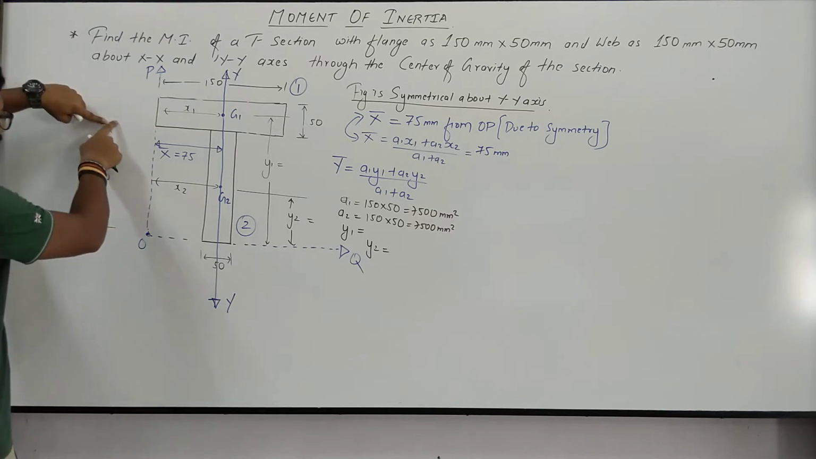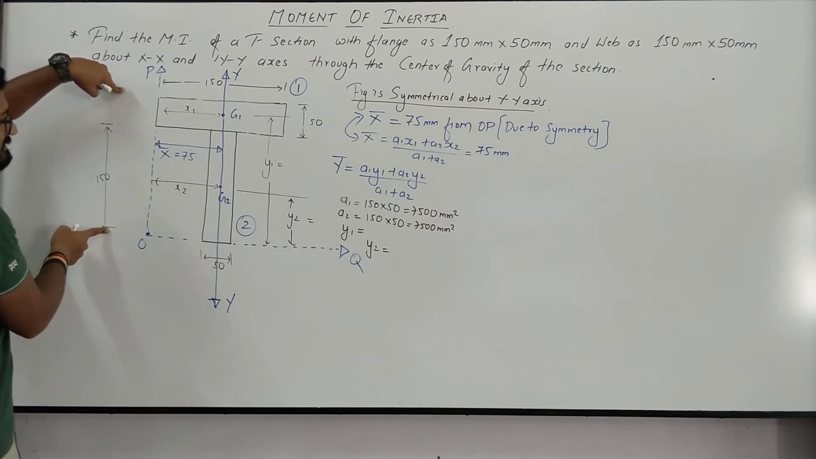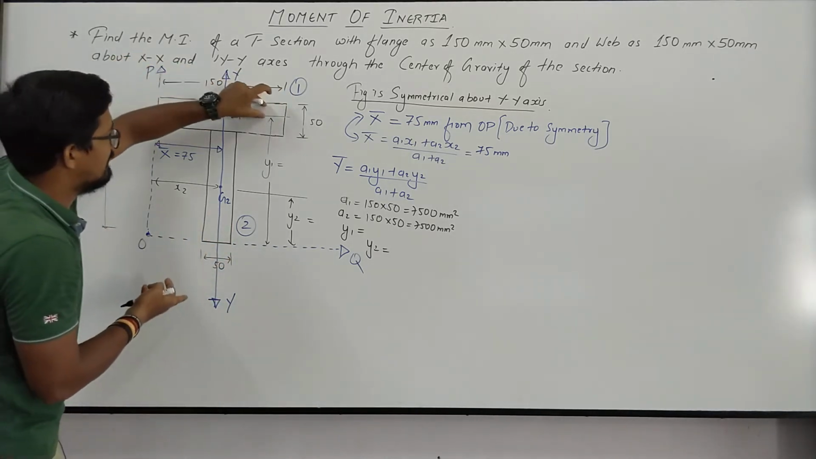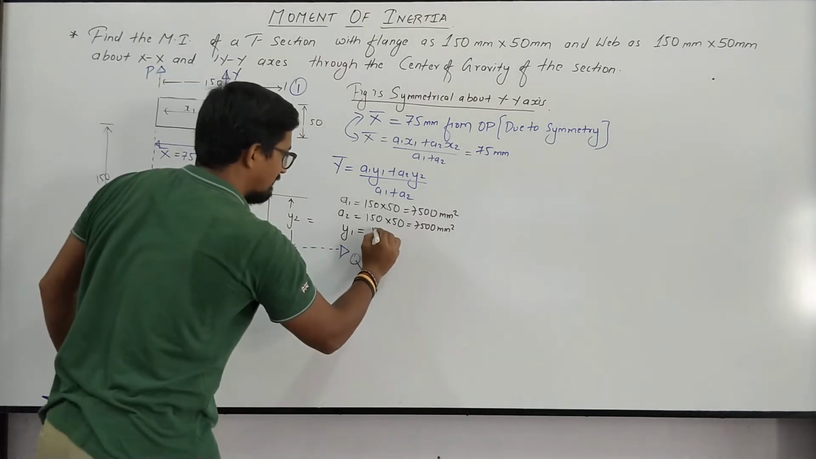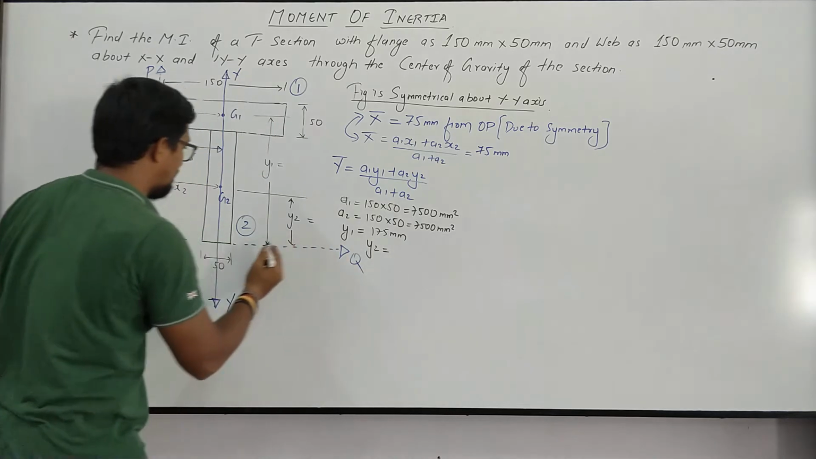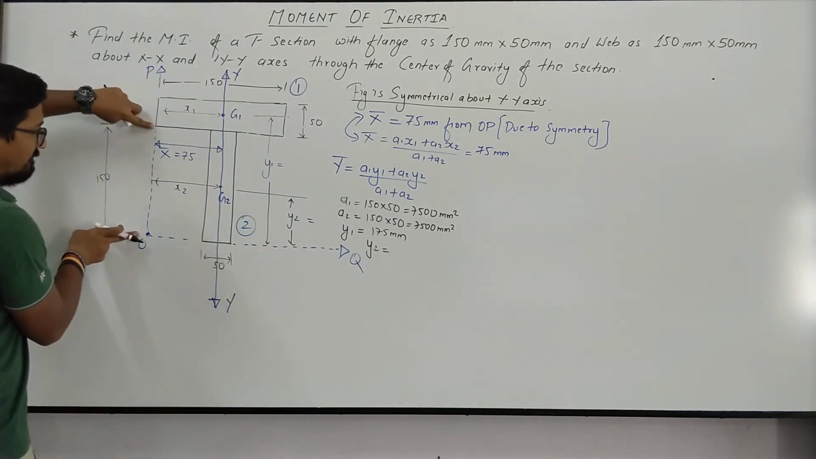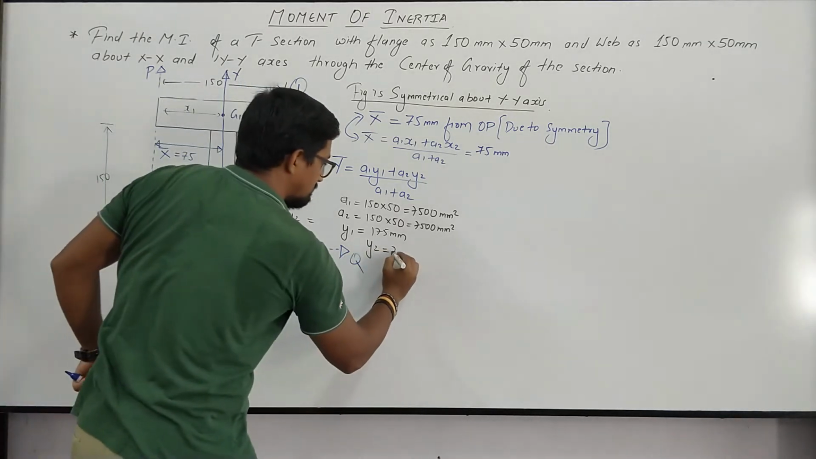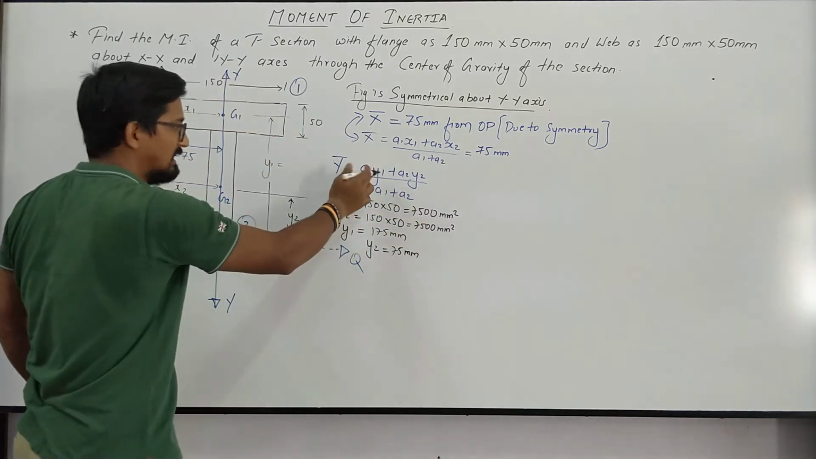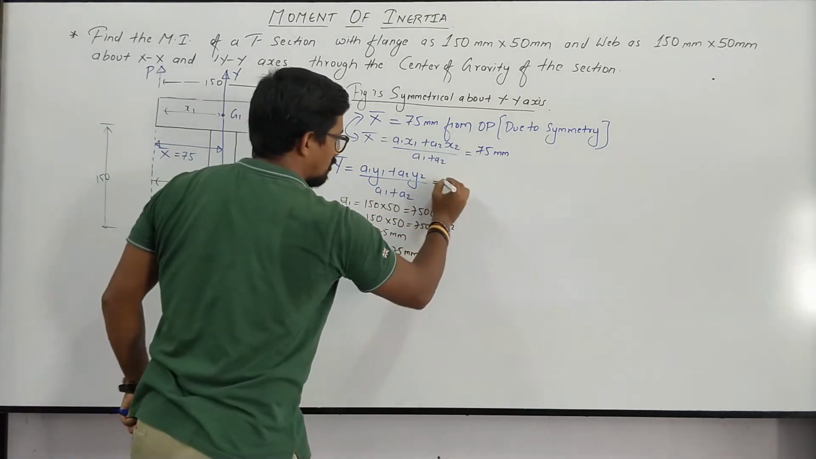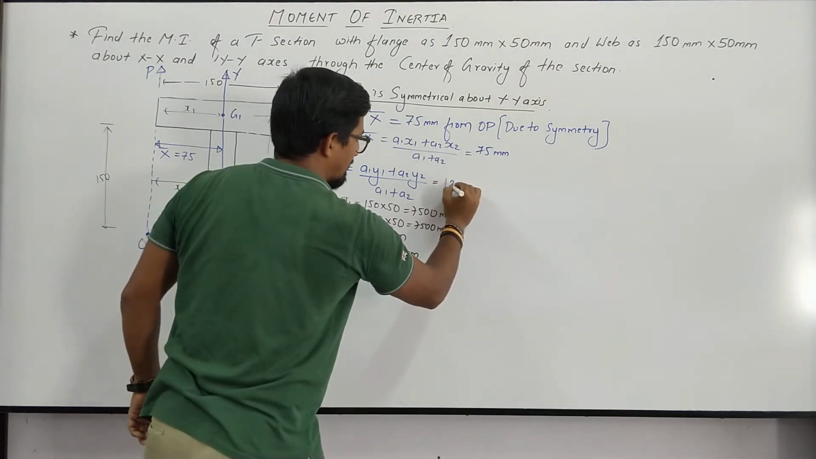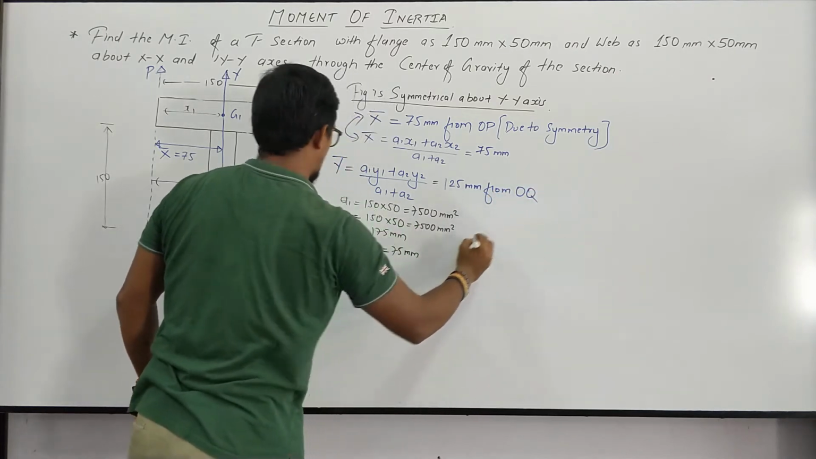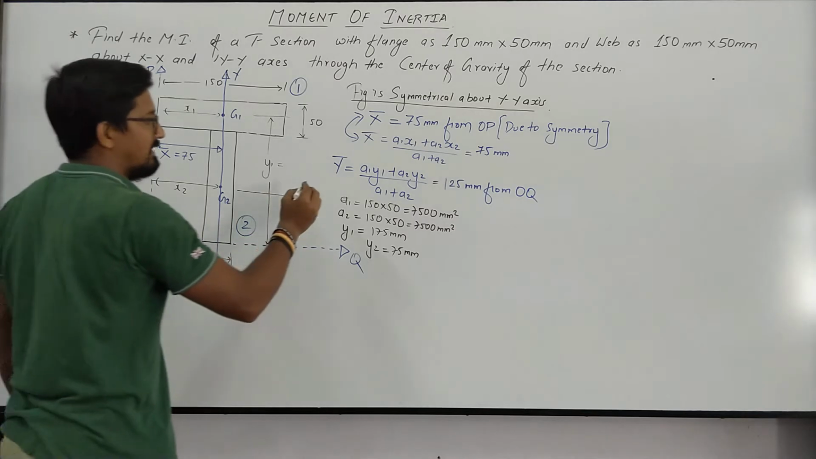Up till here it is 150, 150 plus 50, 200. So the total length is 200, 200 minus 25, correct? 200 total minus 25 will give you y1. So it will be 175 mm. And y2 is this 150 web, 150 divided by 2, 75 mm. So if you put all these values in this equation, it is coming out to be 125 mm from OQ. So y bar is coming out to be 125 mm from OQ.